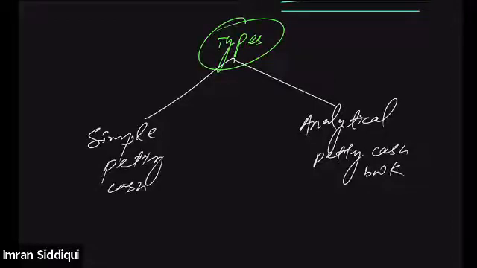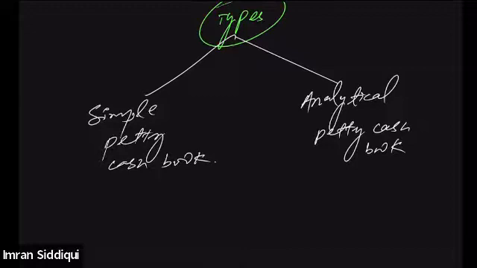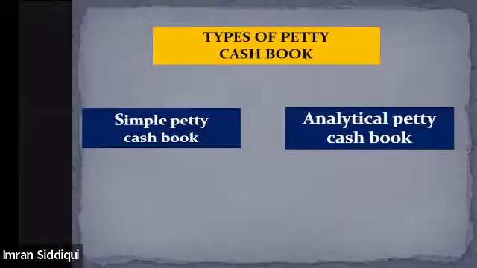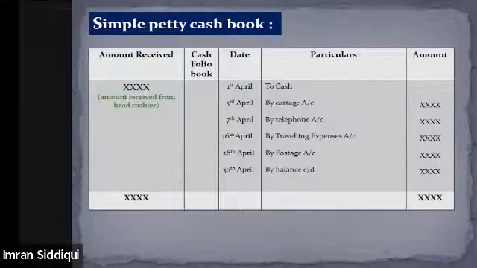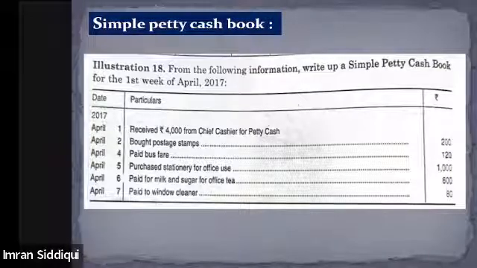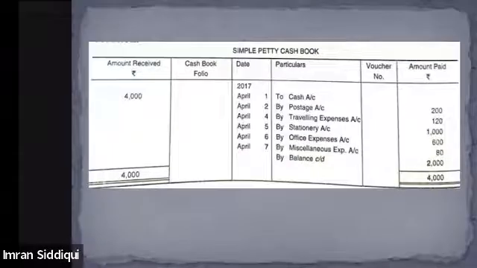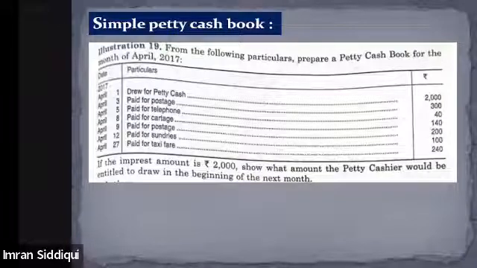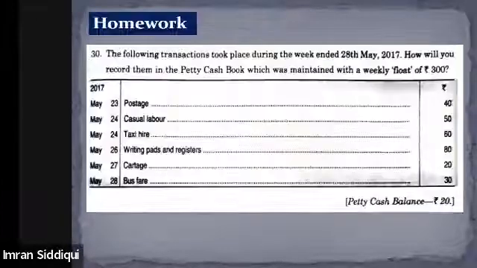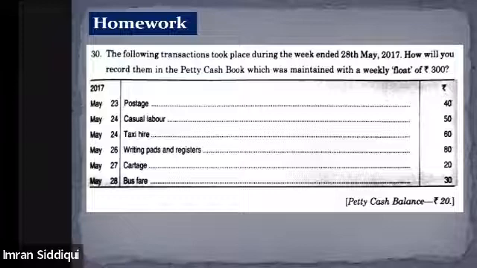We did questions based on the simple petty cash book in the last class. I hope simple petty cash book is clear to you. We have already done a few questions based on the simple petty cash book, and let's continue from this point onwards. We did this question, and this is the solution of that question. Then we did this question as well in the last session itself. And apart from this, I think I've given you this question for homework as well. Right? Did everyone do this?